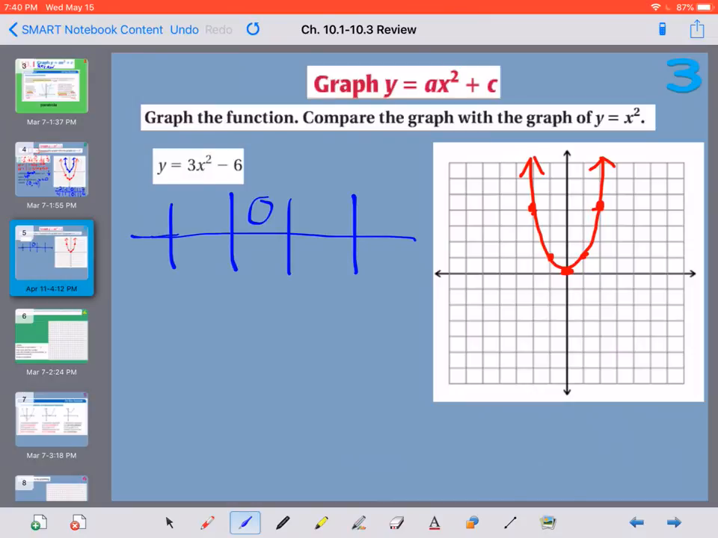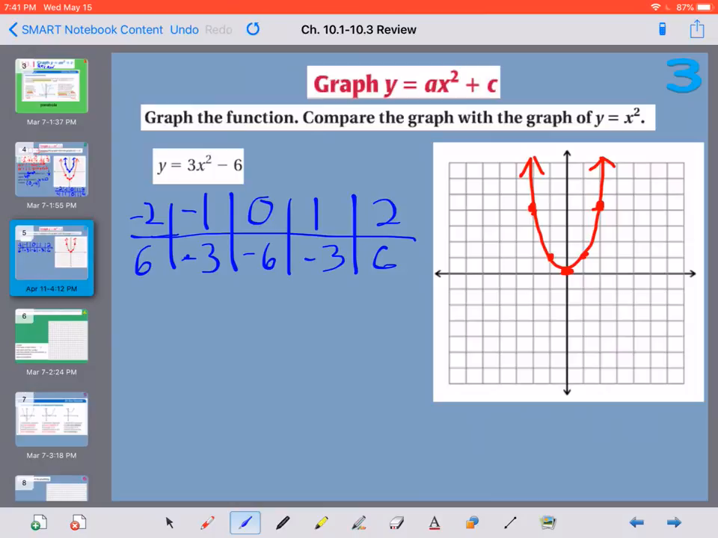So if we put in 0, 0 squared is 0 times 3 is 0. Minus 6 is going to be negative 6. Put in 1 and negative 1. 1 squared is 1 times 3 is 3. Minus 6 is negative 3. And if we put in 2 and negative 2, 2 squared is 4, times 3 is 12. 12 minus 6 is 6.